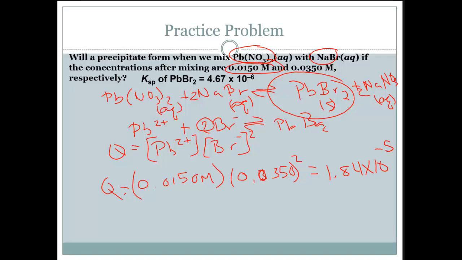We're now going to compare that to our Ksp. Q is to the negative 5, Ksp is to the negative 6. So that means it's greater than the Ksp. So that means a precipitate will form.